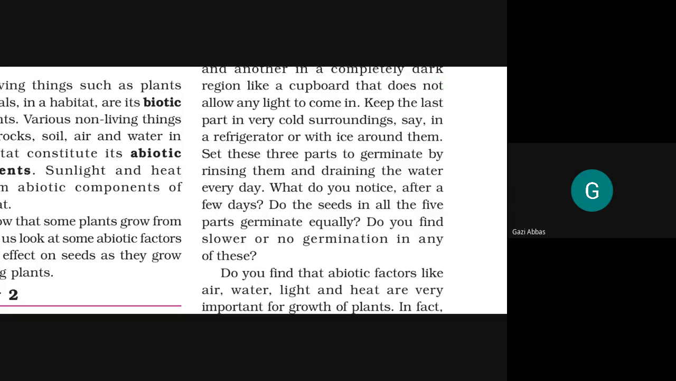So it is saying that in different places, sun, air, everything is playing its own role.